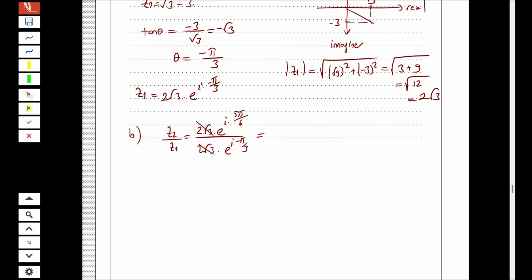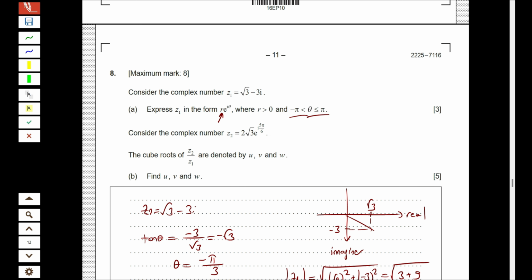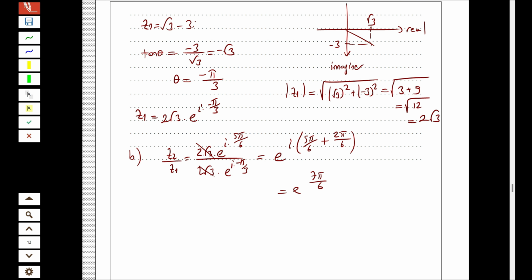And 2 times square root of 3 will cancel. e to the power of i times 5 pi over 6 minus, and there's also a negative sign in front of the pi over 3, so it's going to be a positive sign. And you can write pi over 3 as 2 pi over 6. In this case, it will be e to the power of 7 pi over 6. Keep in mind that theta is between minus pi and pi. So we are looking for the cube roots of this number.